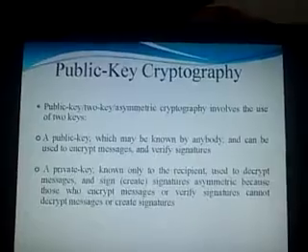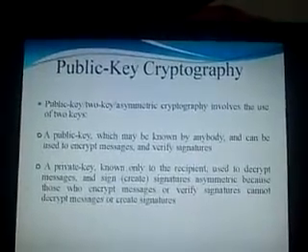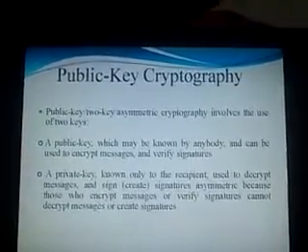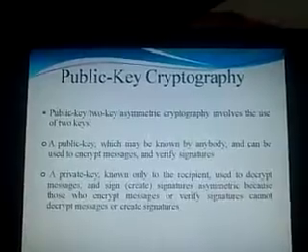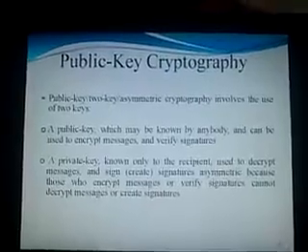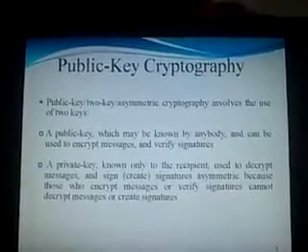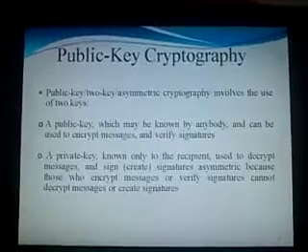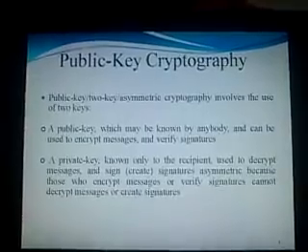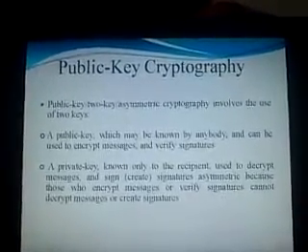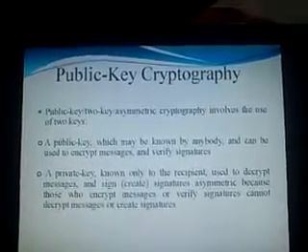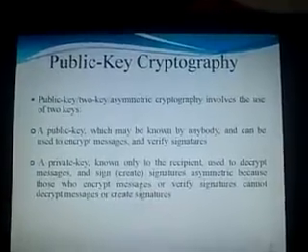Public key, or two-key asymmetric cryptography, involves the use of two keys: the public key, which may be known by anybody and can be used to encrypt messages and verify signatures, and the private key, known only to the recipient, used to decrypt messages and sign signatures. It is asymmetric because those who encrypt messages or verify signatures cannot decrypt messages or create signatures.